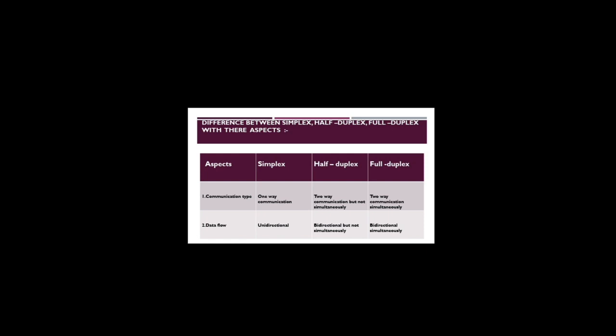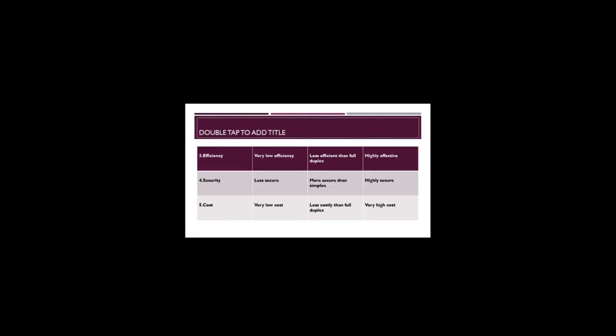The second aspect is data flow. In simplex, data flow is unidirectional. In half duplex, data flow is bidirectional but not simultaneous. In full duplex, data flow is bidirectional and simultaneous. The third aspect is efficiency. Simplex communication has very low efficiency. Half duplex communication is less efficient than full duplex. Full duplex communication is highly effective.